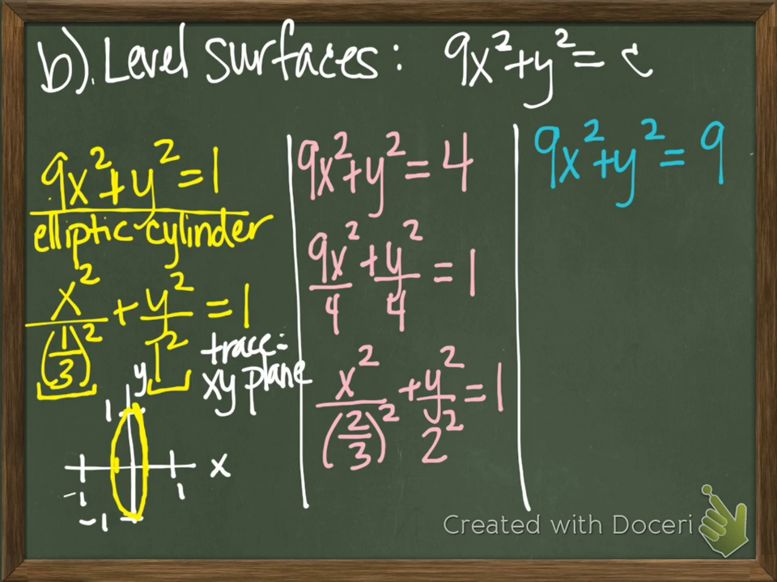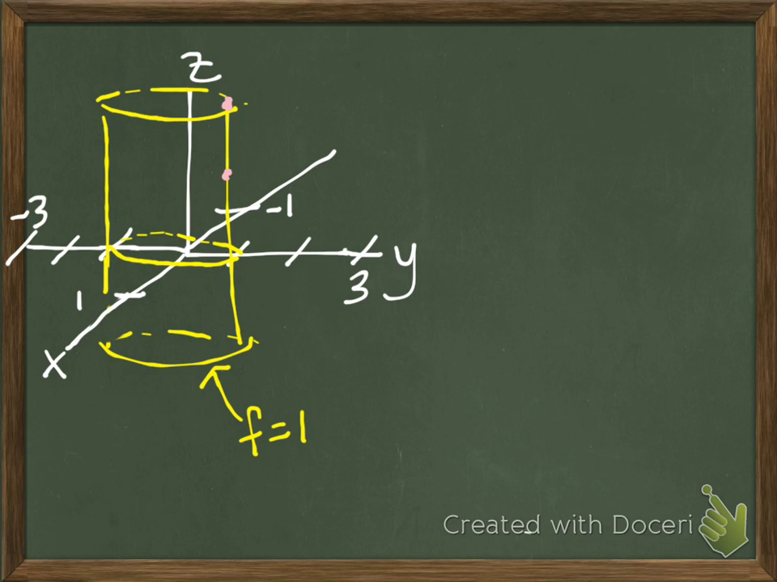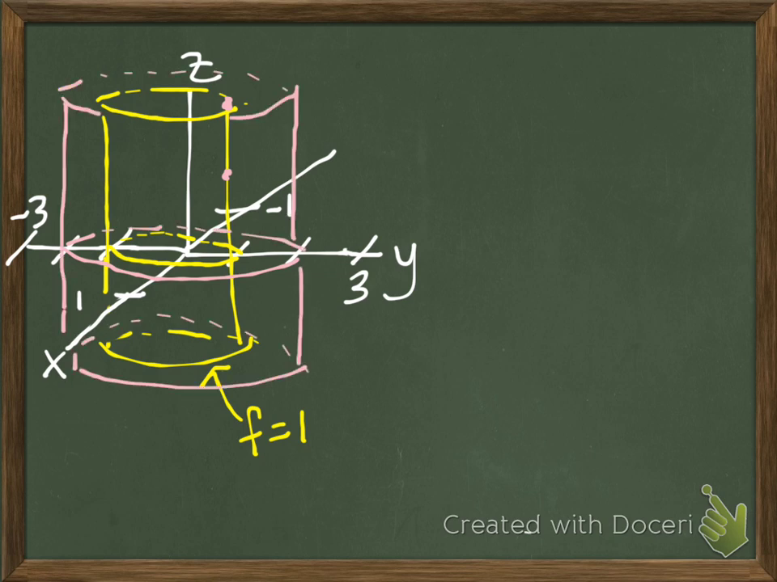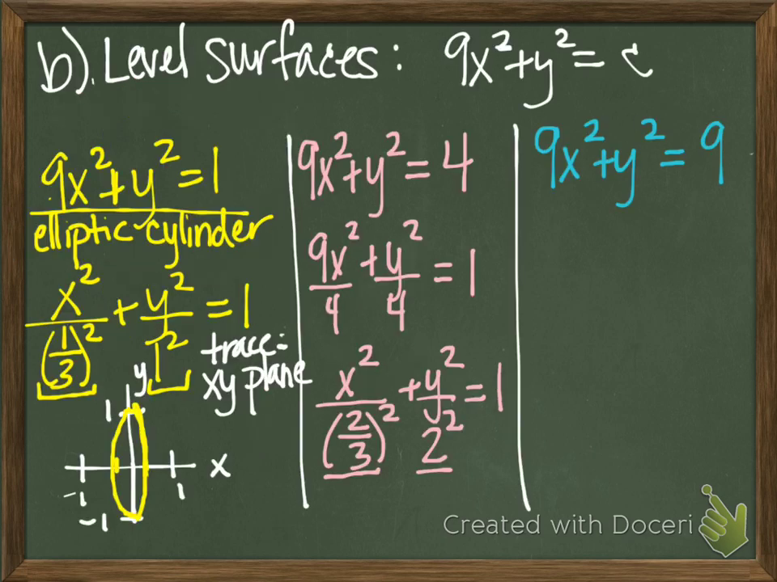For this middle level surface, once we get this in the form of the standard equation for the ellipse, we see we're going to go out 2/3 in the x direction and 2 in the y direction. So let's add that to our picture over here. And everywhere along this cylinder is where the value of the function is equal to 4. Okay, and finally let's draw the last cylinder. I think you're seeing the pattern. These are all going to be cylinders, elliptic cylinders.